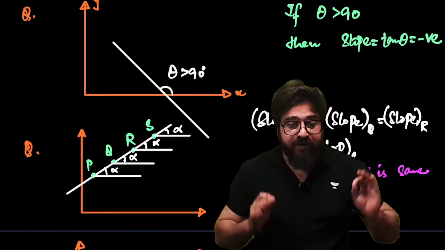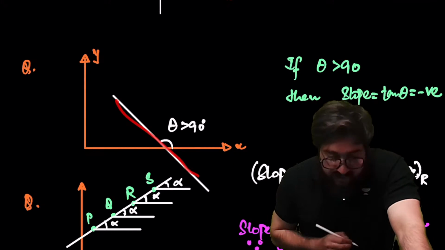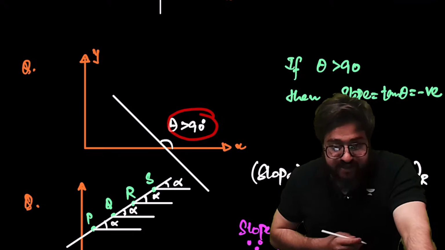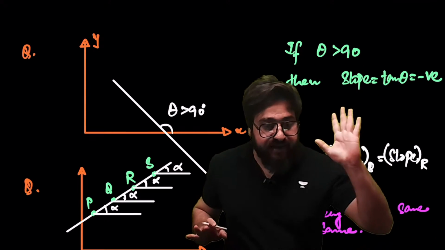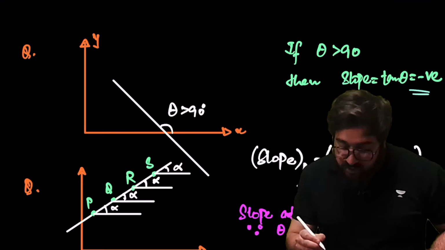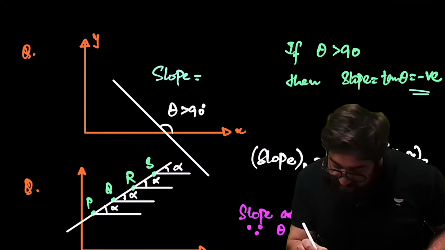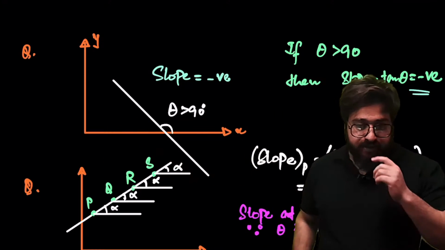And one more important thing I just want to tell you. Let's suppose you have a line something like this. In this case, theta is greater than 90 degrees. Whenever theta is greater than 90 degrees and less than 180 degrees, the slope is negative. So we say the slope for this line is negative. This is a decreasing graph. That's why slope is negative.